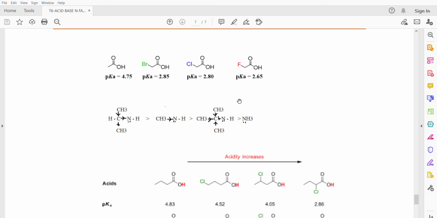So this is the reason that this tertiary amine should be on the extreme left side, but this is not the case. The most basic is secondary amine, then primary amine, the least basic among the amines is tertiary amine, and ammonia is the least basic of all these bases. Number one basic is secondary, then primary, then tertiary, and then ammonia.